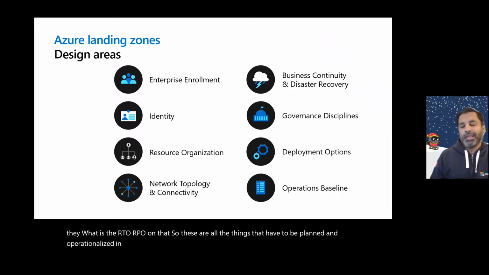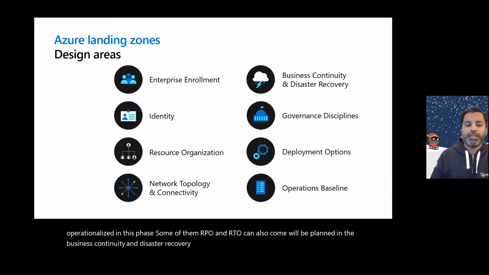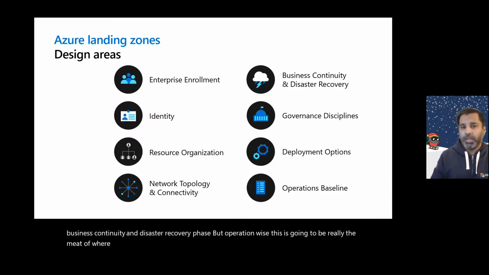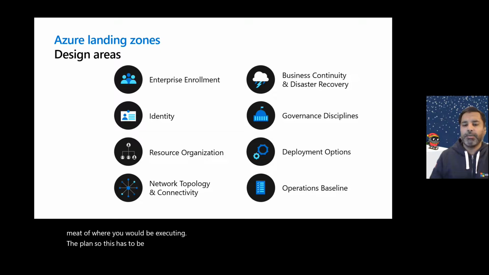Some of them, like RPO and RTO, can also be planned in the business continuity and disaster recovery phase, but operation-wise, this is really the meat of where you would be executing the plan. So this has to be well documented, and this should be well planned as well.